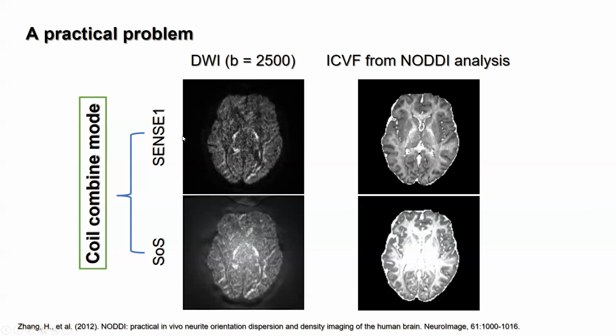Here we see that the diffusion weighted image with b value of 2,500 is much noisier using the sum of squares coil combined mode than the SENSE1 coil combined mode. Actually, it's not just noisier, but also higher in signal magnitude. As a result, the ICVF map derived from the NODDI model has a lot of ceiling artifacts here.